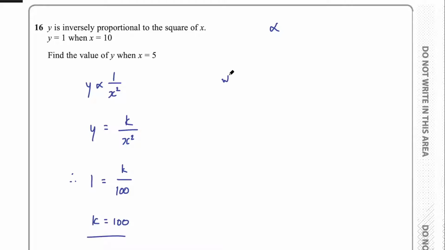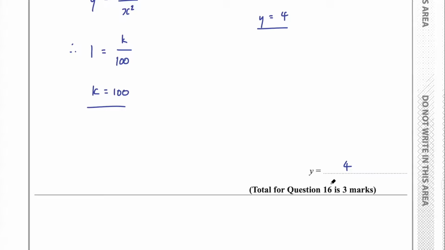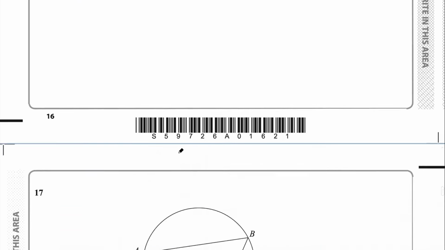We can say when x equals 5, y equals 100 on 5 squared, which is 25. Okay, so I've taken that equation and used it to solve for when x equals 5. And then we can say y equals 4. Okay, so y equals 4, and that was question 16 for 3 marks.